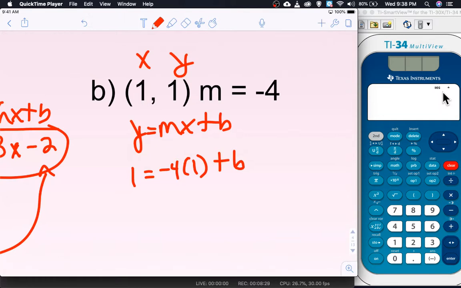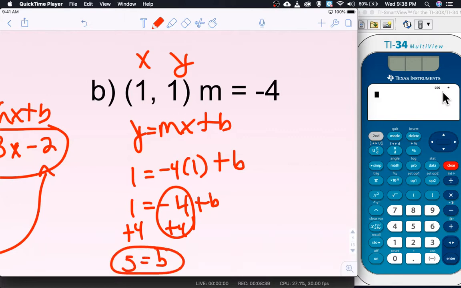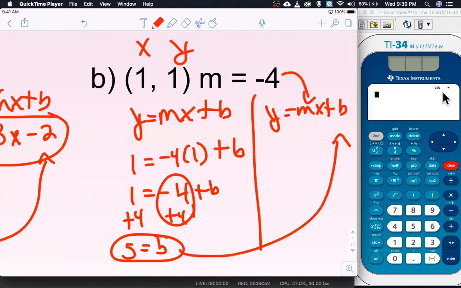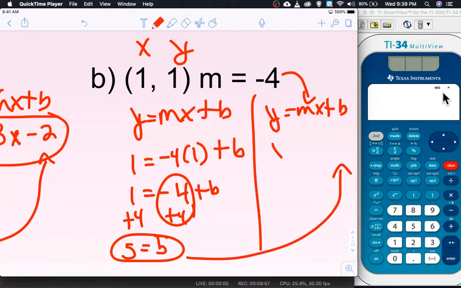Now, if I do the math here, I solve for b. Add 4 on both sides. b equals 5. Which means I can now write the equation of this line. I know y equals mx + b. I know my slope is -4. I know my y-intercept is +5. I'm going to move it down just a little bit. So I have the equation y equals -4x + 5. And that's the equation of my line.